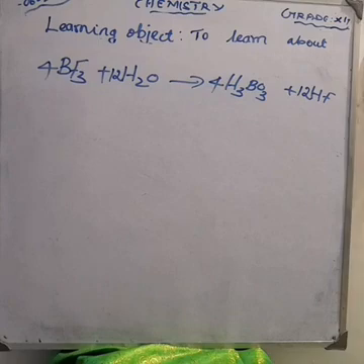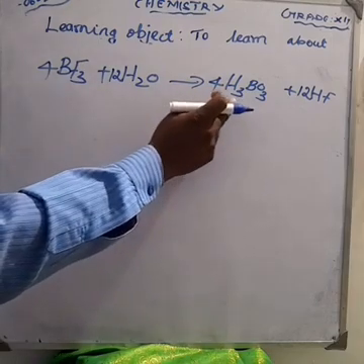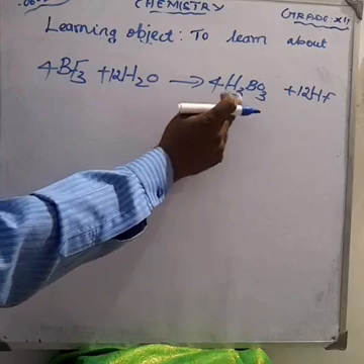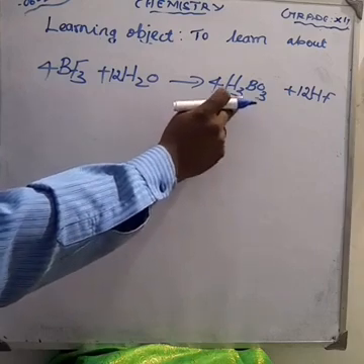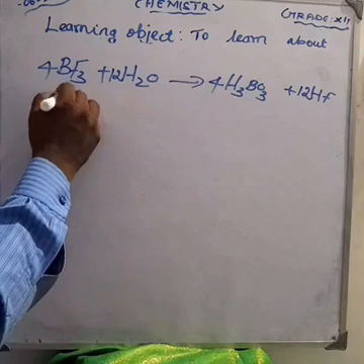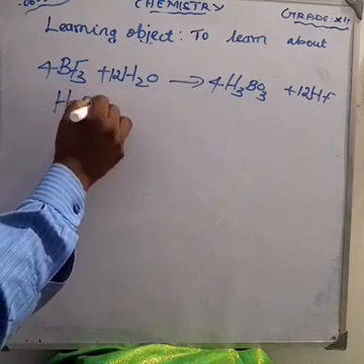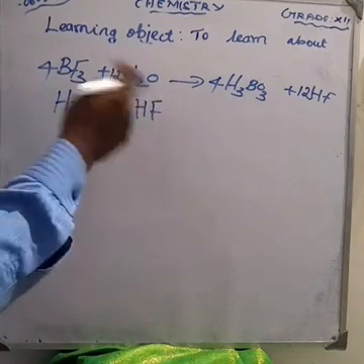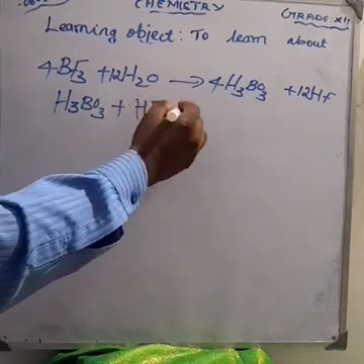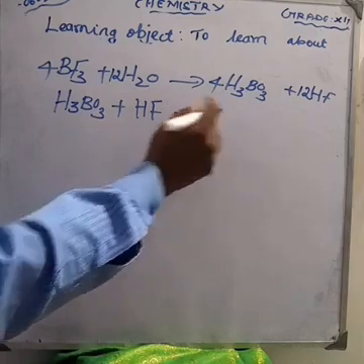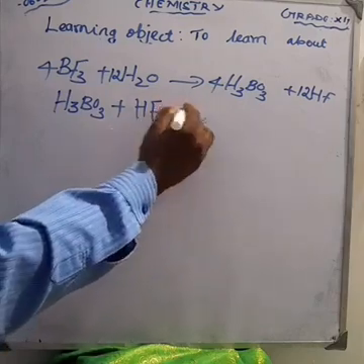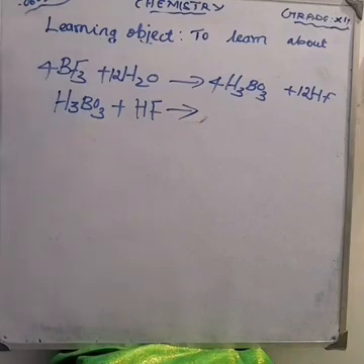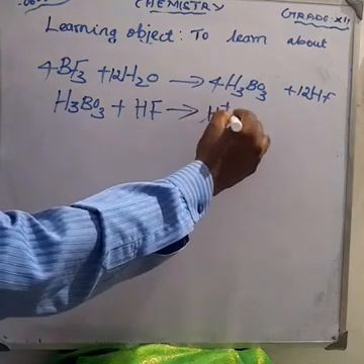Next, in the first conversion of boron trifluoride, we get what? Boric acid, am I right? Second, boric acid is converted into hydrofluoroboric acid. What is the first one? Boron trifluoride undergoes hydrolysis. We get boric acid. In the second step, boric acid reacts with hydrogen fluoride. We get hydrofluoroboric acid, am I right?